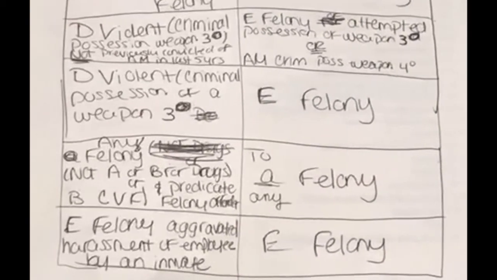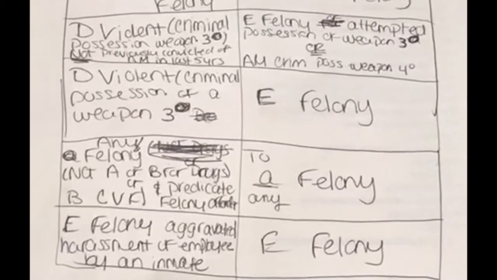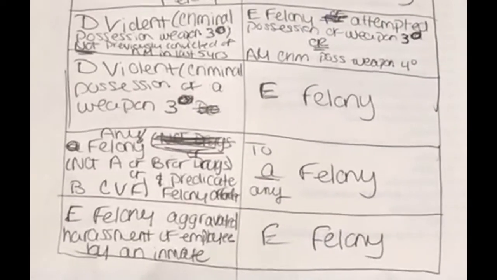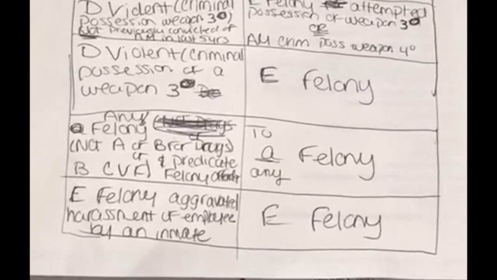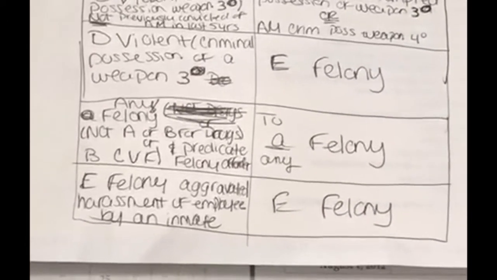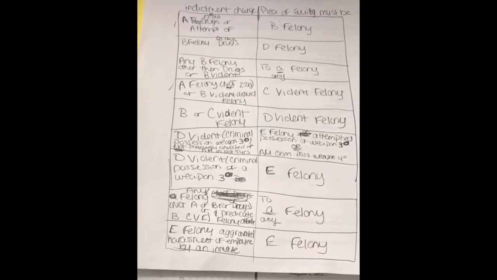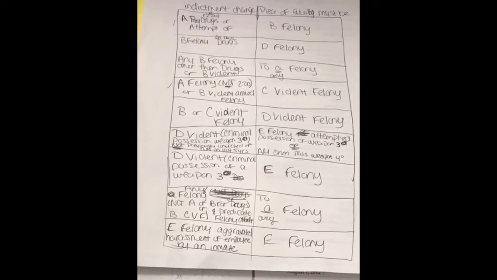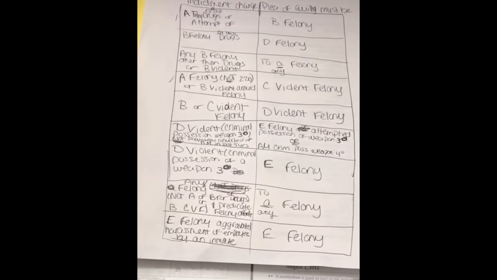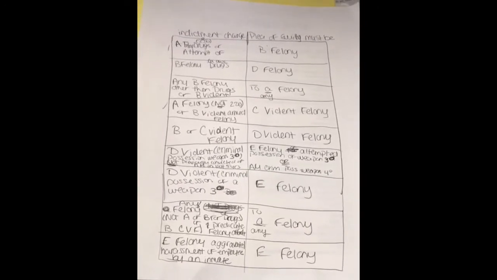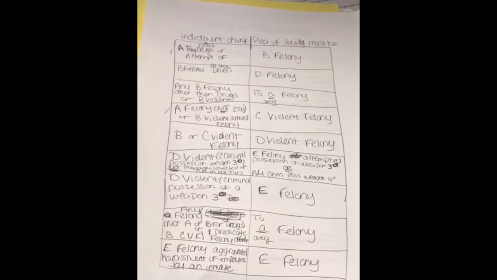Okay? Now we have, so that's 2 for a regular felony and 2 for an E felony and 1 that has an E felony or an A misdemeanor. And then we have any B felony other than drugs or B violent is to any felony, and any felony not A or B for drugs or B, C violent felony, and they're a predicate felony offender, it's to any felony.